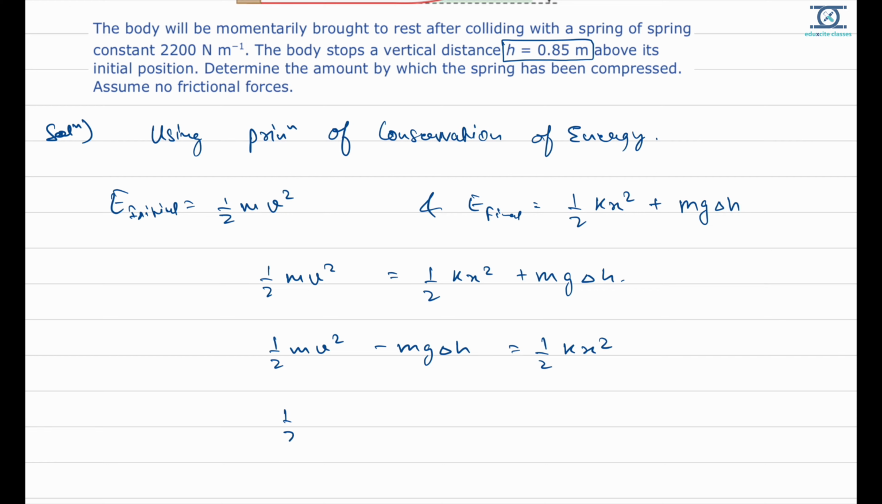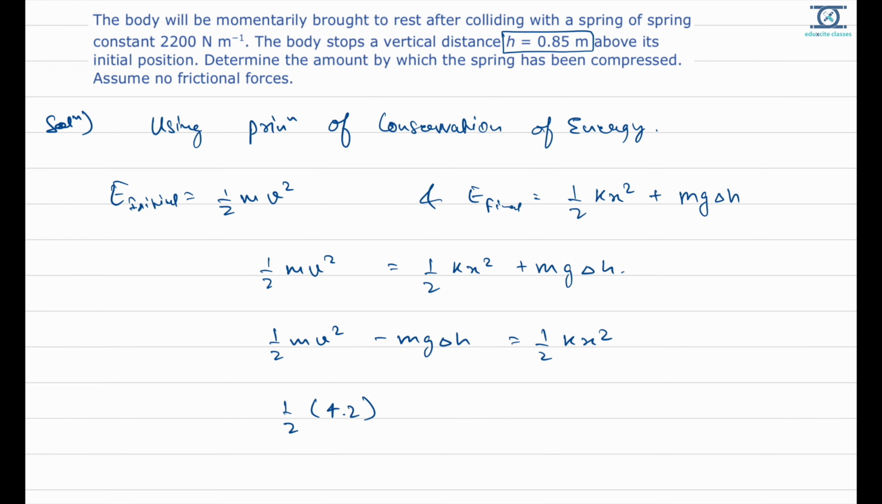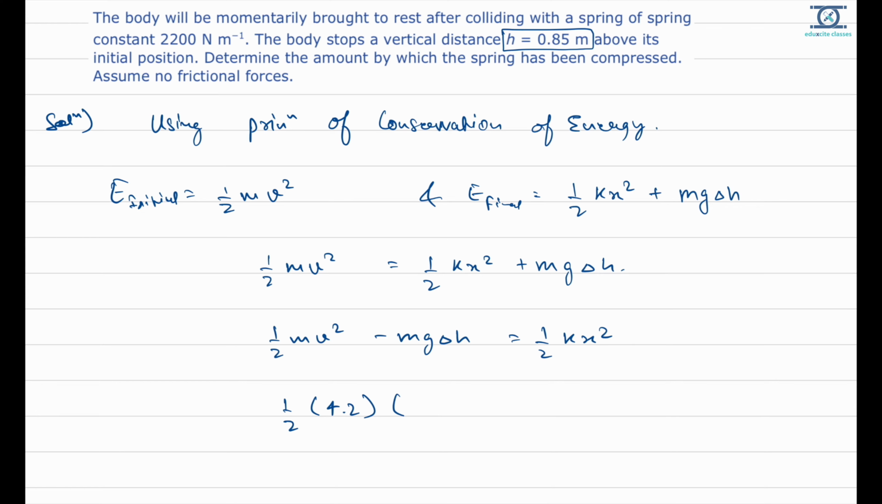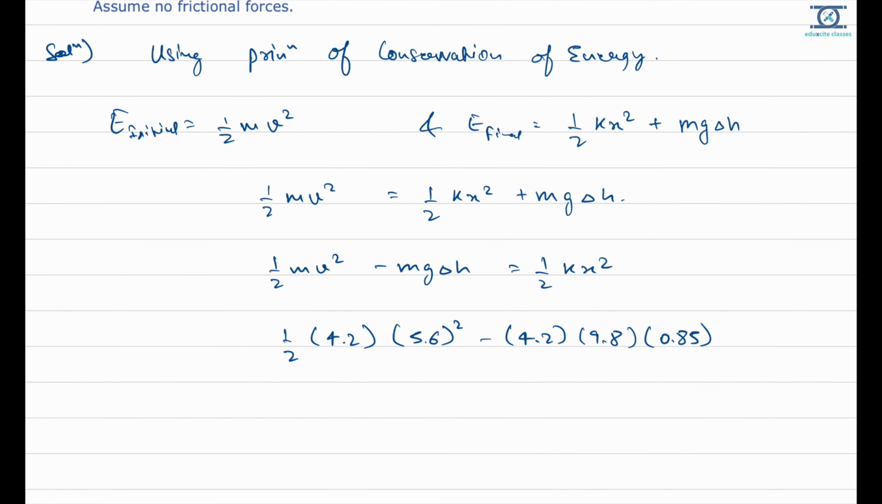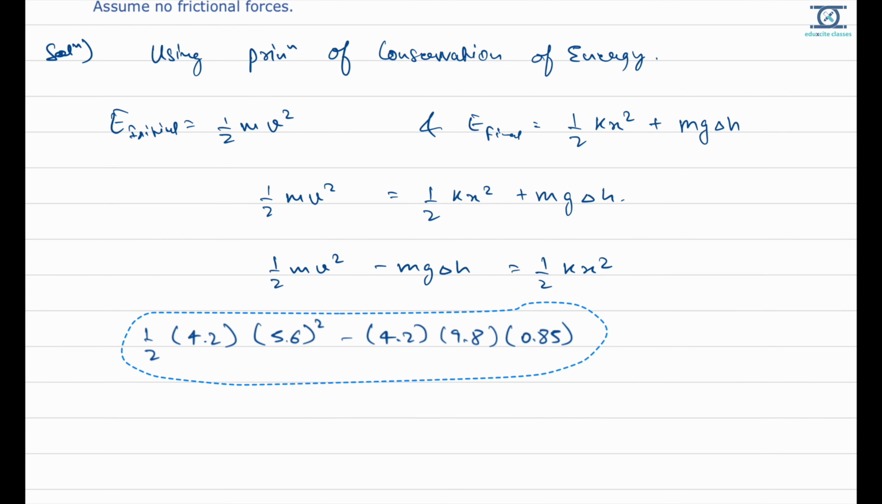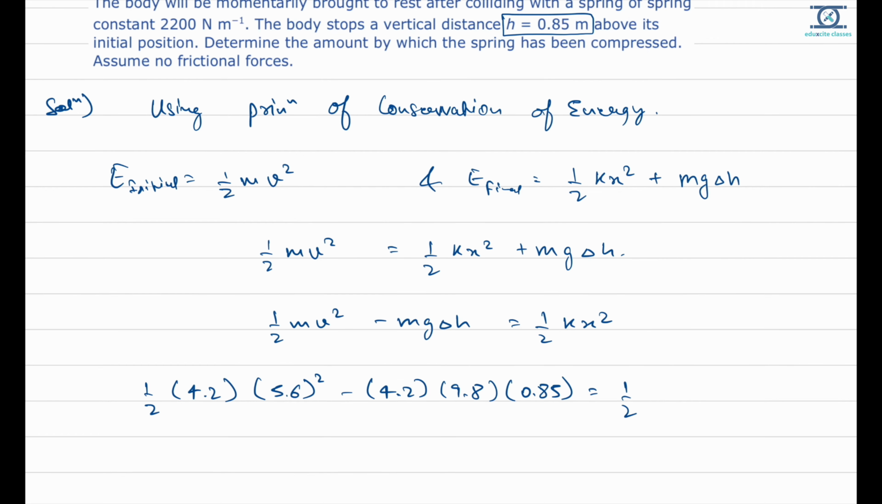So just put in the values. Half times mass, which is given to us as 4.2, times speed, which is 5.6 squared, minus m is 4.2, g is 9.8, times h is 0.85, and this will be equal to half times k, which for the question is 2200, times x square.